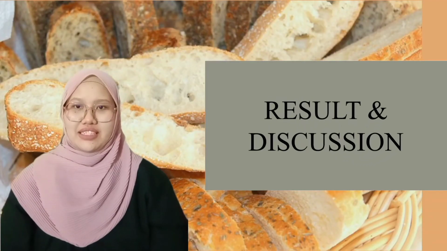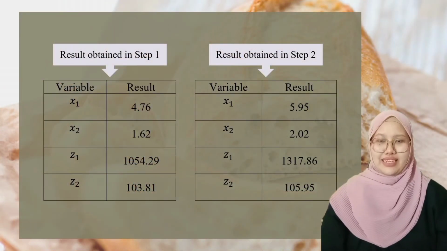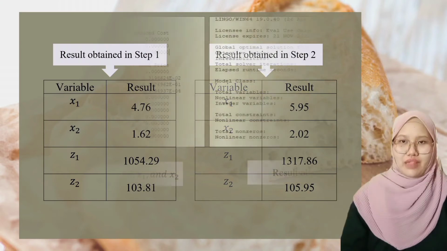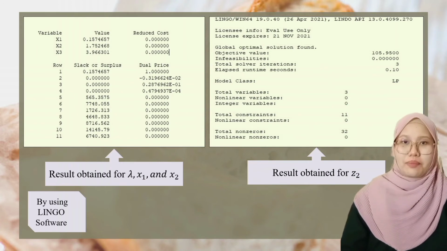Result and discussion. This slide presents the result obtained in step 1 and step 2. Based on the first figure, it shows the values for lambda, x1 and x2 that have been rounded off to the nearest value, since the value is for a bun mixture.